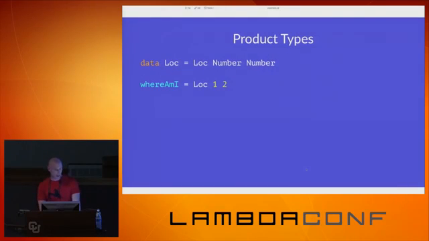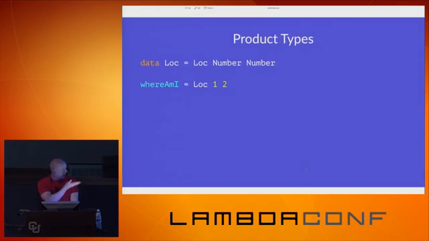So how do we actually create one of these? Well, we just use the name of the function, and then we supply the 2 parameters using white space to apply the function. Yeah? So can I say like data Point equals Point Number or Polar Number? You can. Oh, okay. You can.